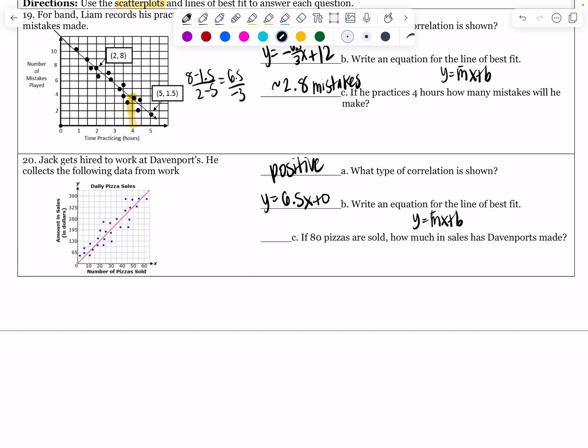So if 80 pizzas are sold, what do you expect? 50, 60, 70, 80, we'd be way out here. And so you'd use the equation and plug it in. That would be y equals 6.5 times 80, and that is going to give me 520 using that line of best fit or trend line.